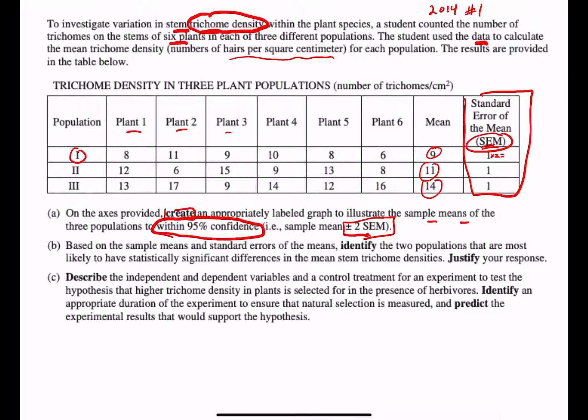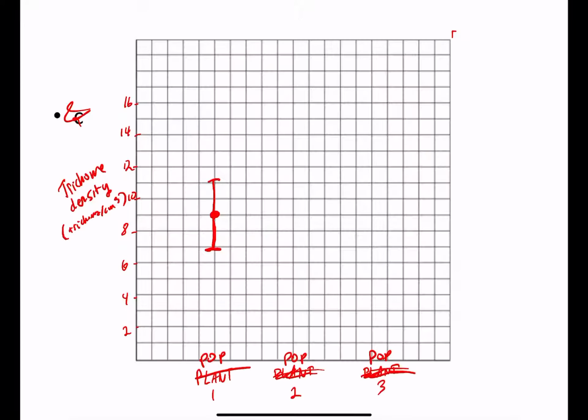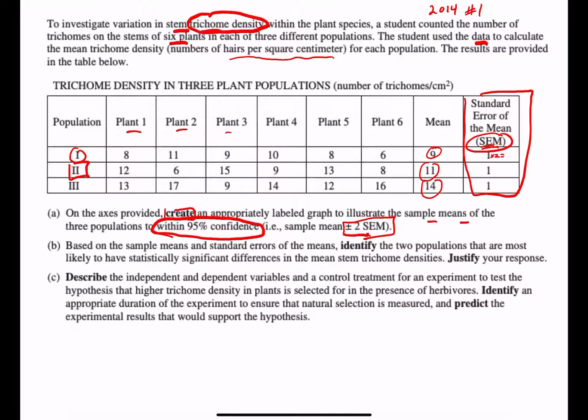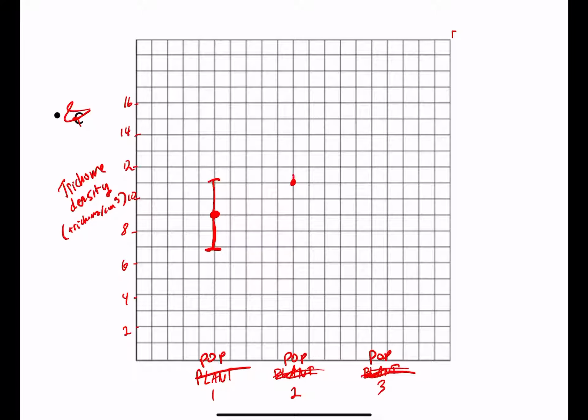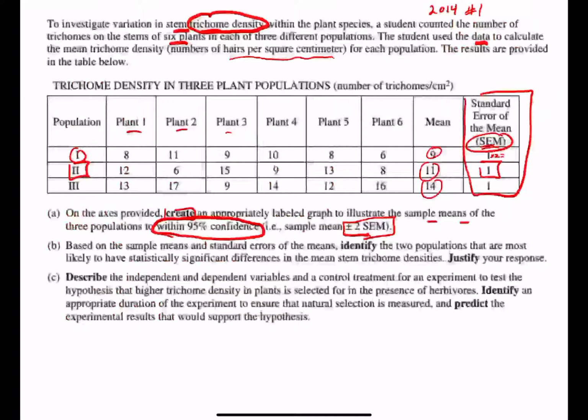Population 2 has a mean of 11. And with that, the standard error of the mean is 1, so we have to double that. If this is 11, it's going to take that up to 13, and this is going to take that down. Here you're going plus 2, minus 2. This one is also plus 2, minus 2. You don't have to put that, it's just to help us as we analyze the rest of this.